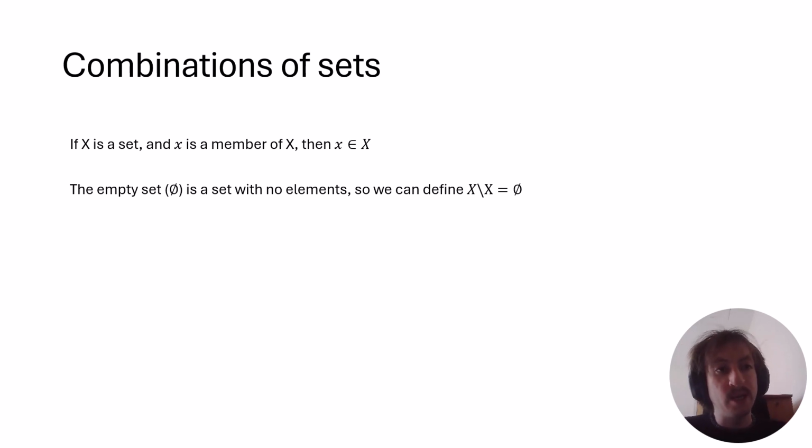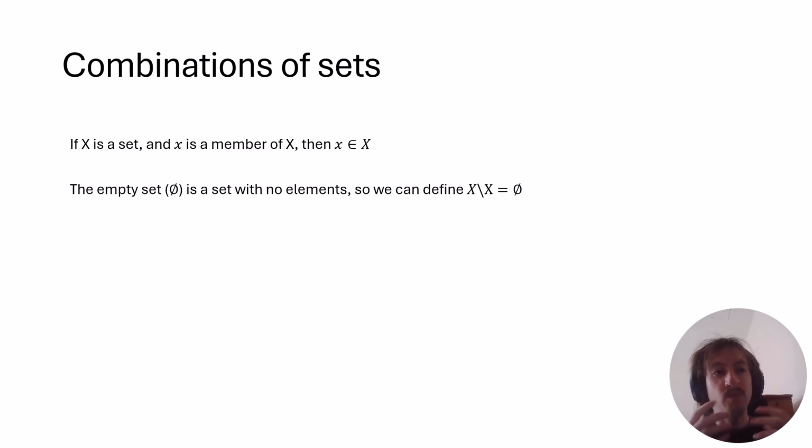And using that idea of the difference between two sets, clearly the difference between a set X and itself is going to be a set with no elements, because if an element is in X, then it can't not be in X. So when we look at what elements are in X but not in X, we don't have any elements that fit that criteria. So we get the empty set.